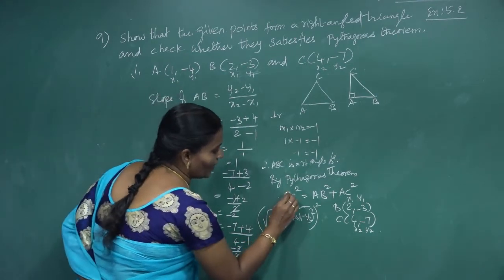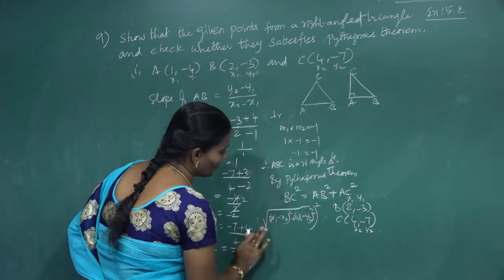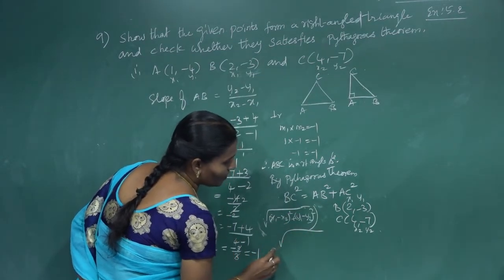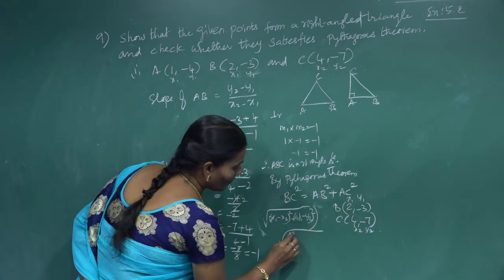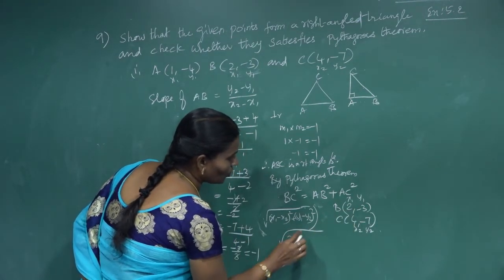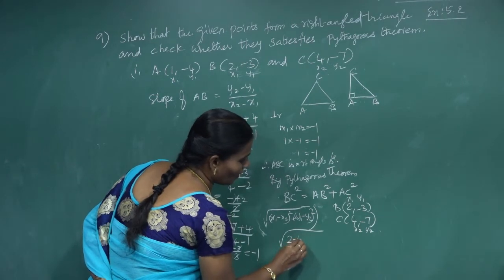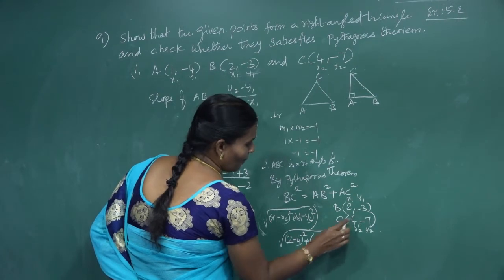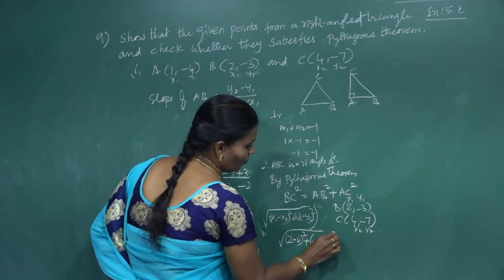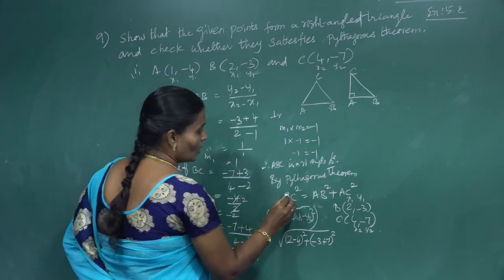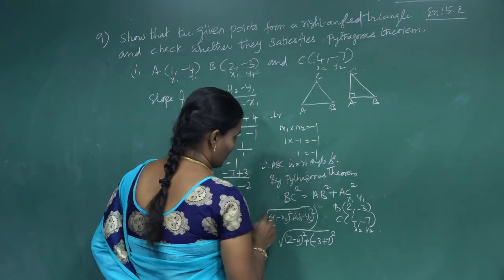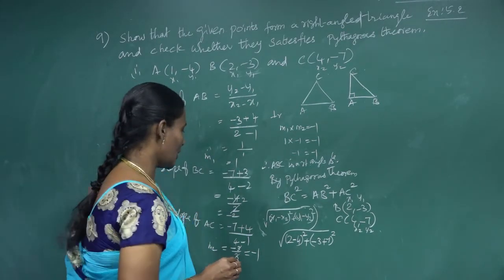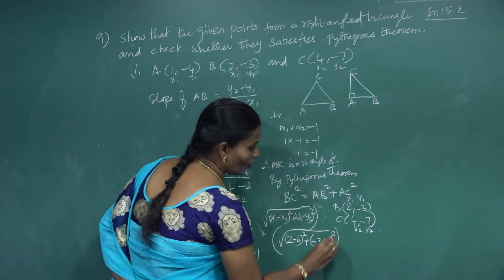So now apply here BC square. You use this formula. So the square root of, x1 is 2, x2 is 4. So 2 minus 4 the whole square plus, what is y1? Minus 3 minus of minus 7, the whole square. Understood, children? Now the distance formula is square root of x1 minus x2 the whole square plus y2 minus y1 the whole square, isn't it? So here the whole square is there. So we put the whole square.